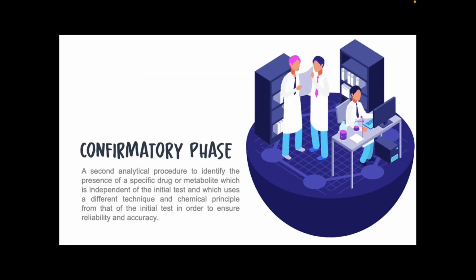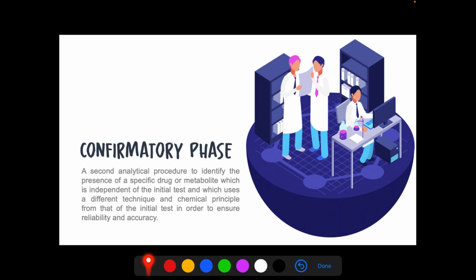Next is the confirmatory test. This confirmatory test is also a procedure in order to identify illicit drugs or its metabolites. However, this is independent from the initial test, and this also uses different techniques and principles from that of the initial test in order to ensure reliability and accuracy of the test.